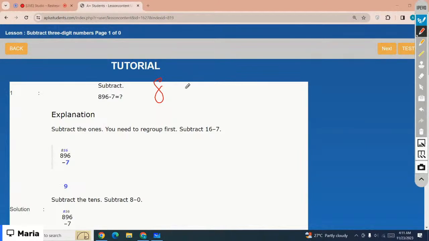Okay, 896 minus 7. Start subtracting from the ones digit. You cannot subtract 7 out of 6, so you need to borrow. Because 6 is smaller than 7, you cannot subtract a greater number out of a smaller one. So you borrow 1 from here. The one you borrow makes it 16 here, and here you are left with 9 minus 1, which is 8.